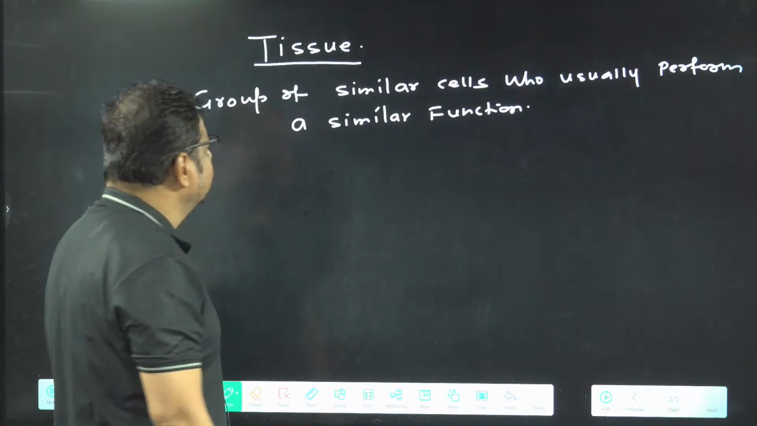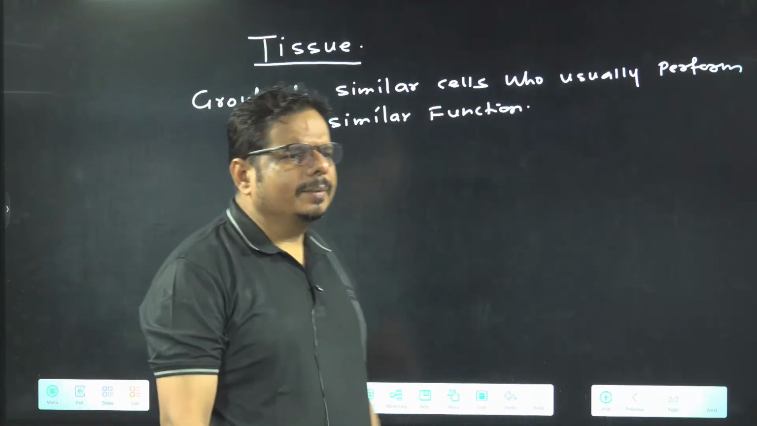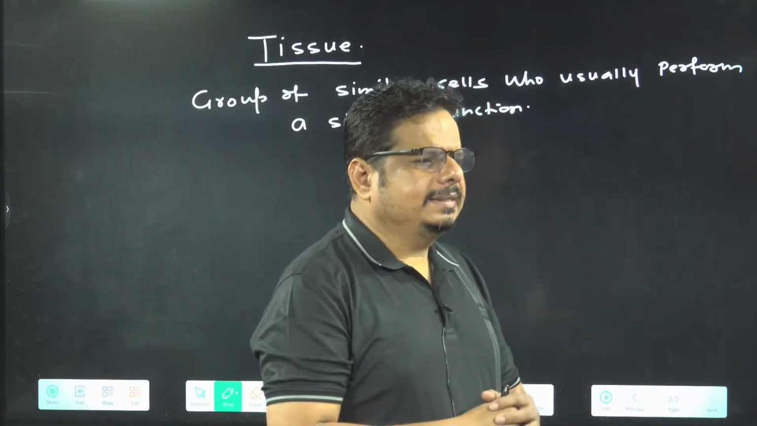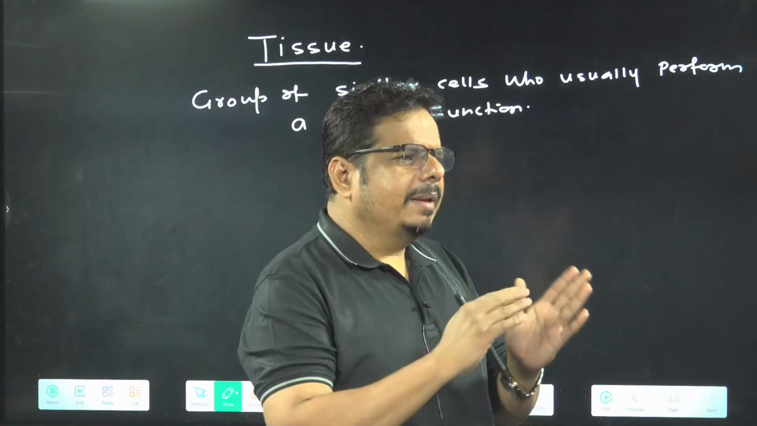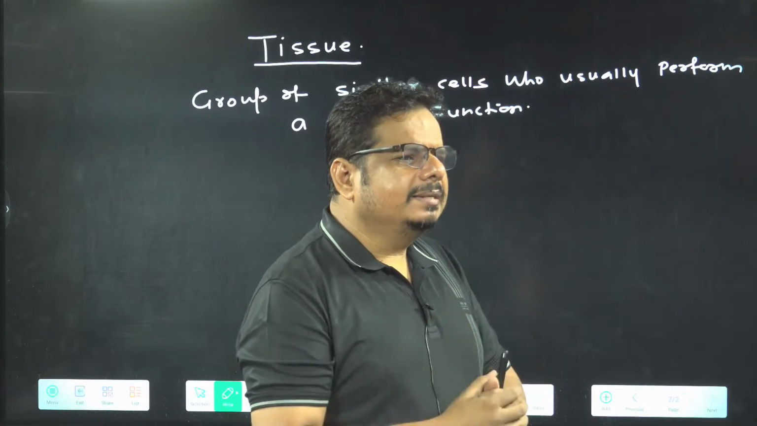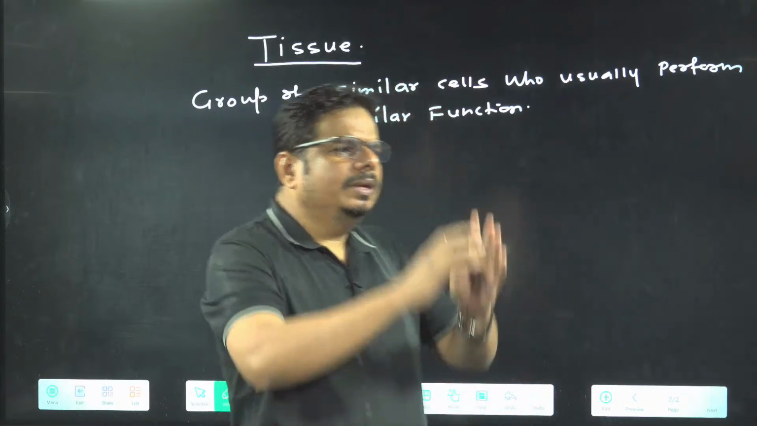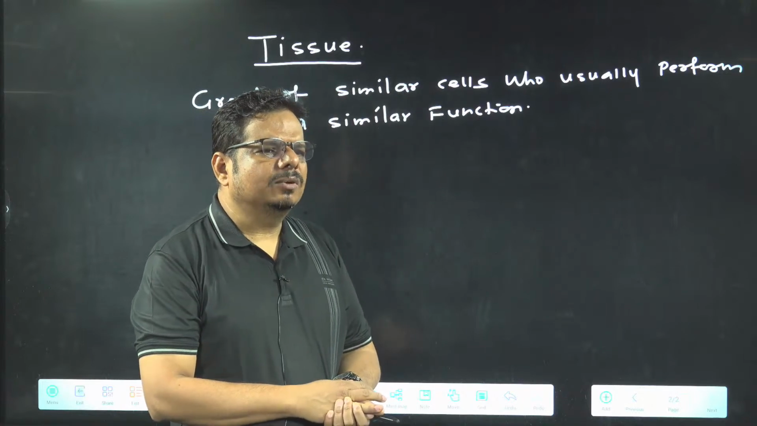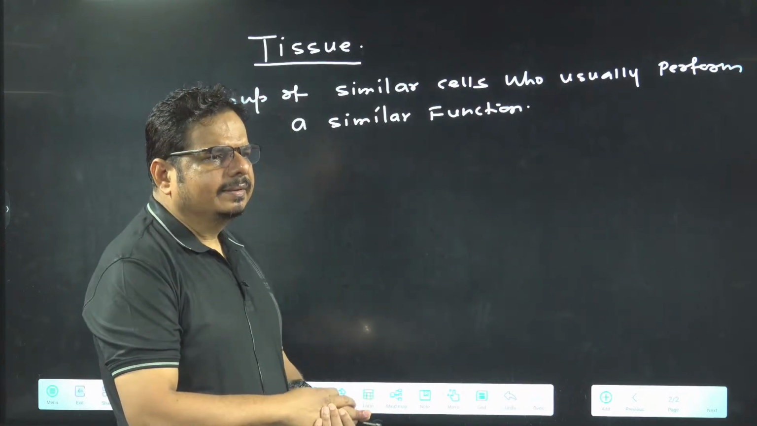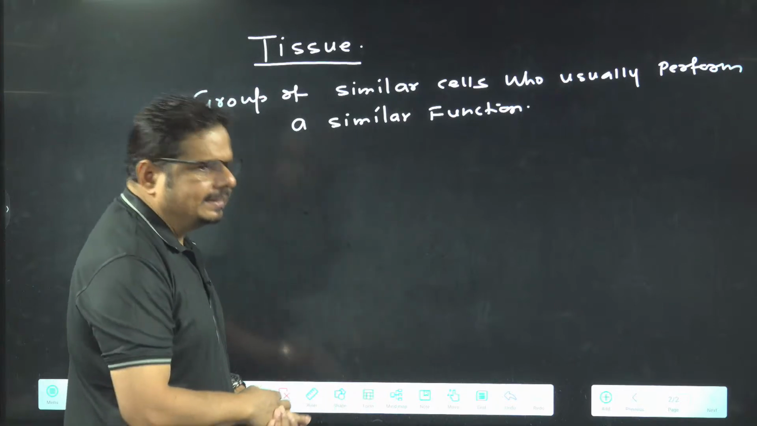That is called what basically? Tissue. So tissues are basically a group of cells. Getting the things or not? So these cells may be similar or dissimilar, but they usually perform a similar nature of function, and that is called what basically? Tissue. Right? So tissue is the group of cells.